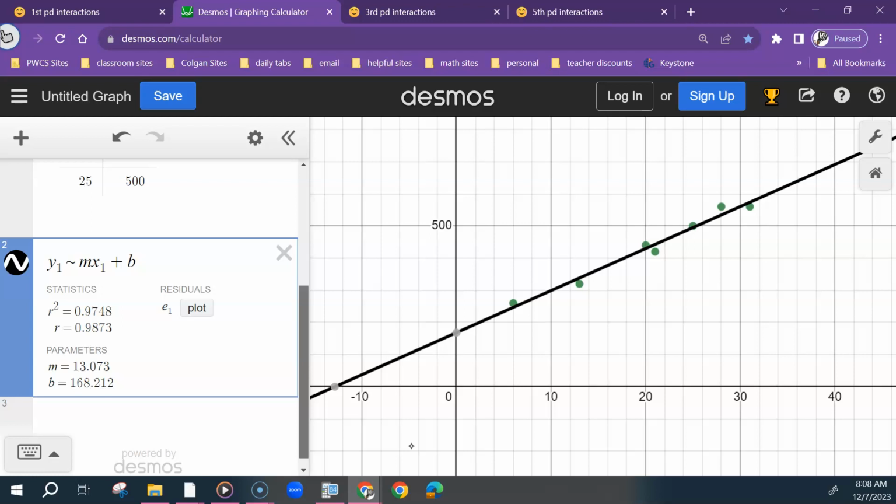This would be your line of best fit using this M and this B. You would write that down. How do you write that down? Like, is it mx? Y equals mx plus b.